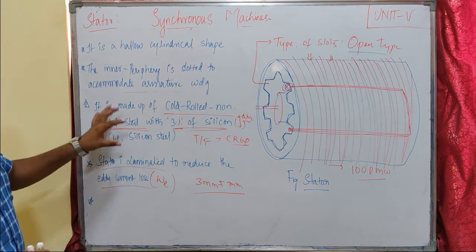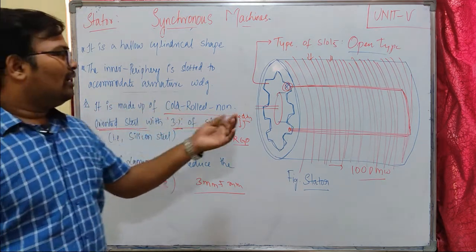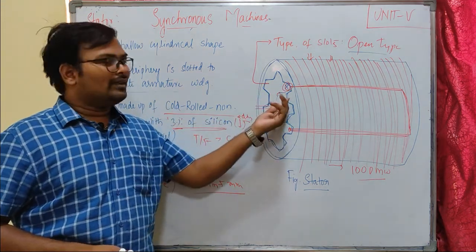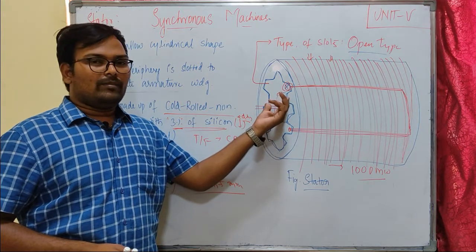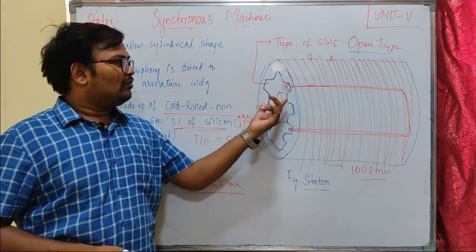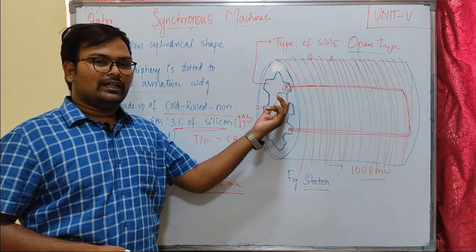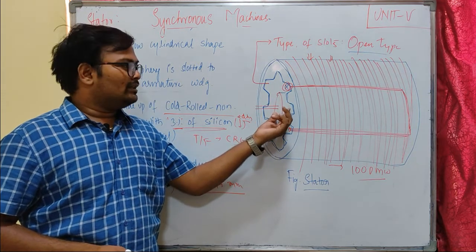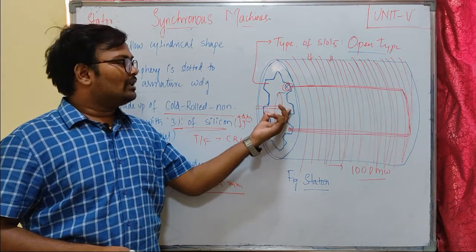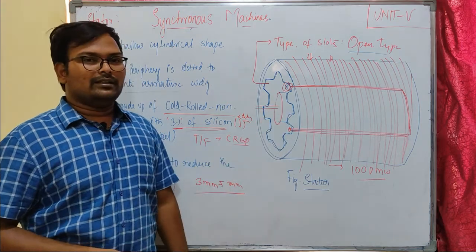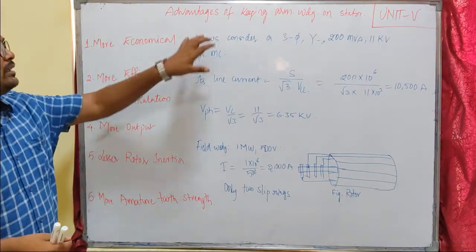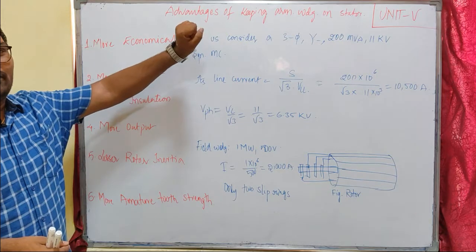So this is about our synchronous machine stator, which has a number of slots made on the inner periphery of the stator to accommodate our 3-phase armature winding. So why do we need to accommodate armature winding on the stator only? Why can it not be mounted on the rotor? So let us see what is the advantage of keeping armature winding on the stator. Now let us try to understand the advantage of keeping armature winding on our stator.